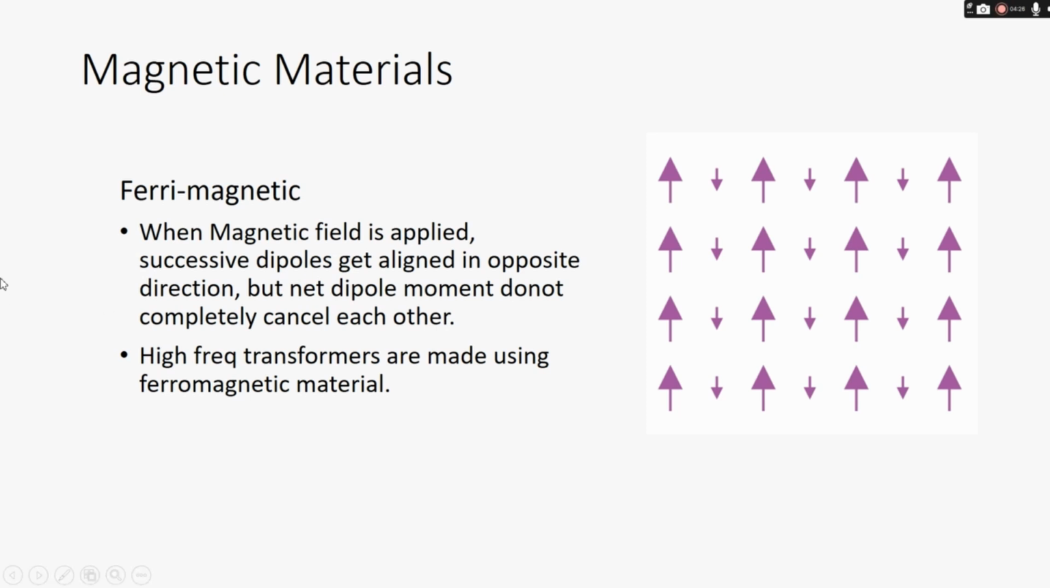Before that, we can go to another magnetic material, which is ferrimagnetic material. It is slightly weaker than ferromagnetic material, but they are almost the same. They can be used in high frequency transformers to reduce hysteresis loss. So that thing we can continue.